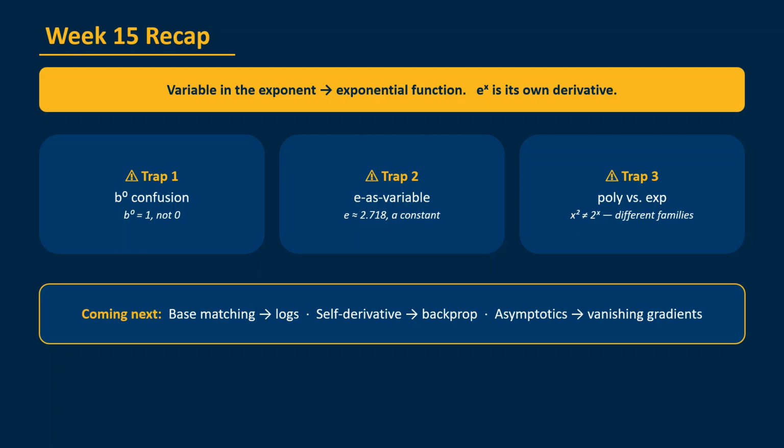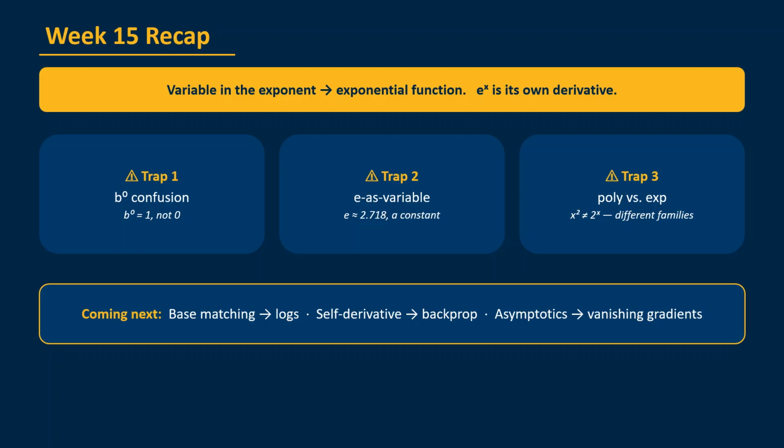Three families of common errors were addressed throughout. First, the b to the 0 confusion, the erroneous assertion that b to the 0 equals 0 rather than the correct answer of 1. Second, the e as variable trap, treating Euler's number as an algebraic unknown rather than a fixed constant. Third, the polynomial versus exponential confusion, failing to recognize that x squared and 2 to the x belong to fundamentally different function families with dramatically different growth rates.